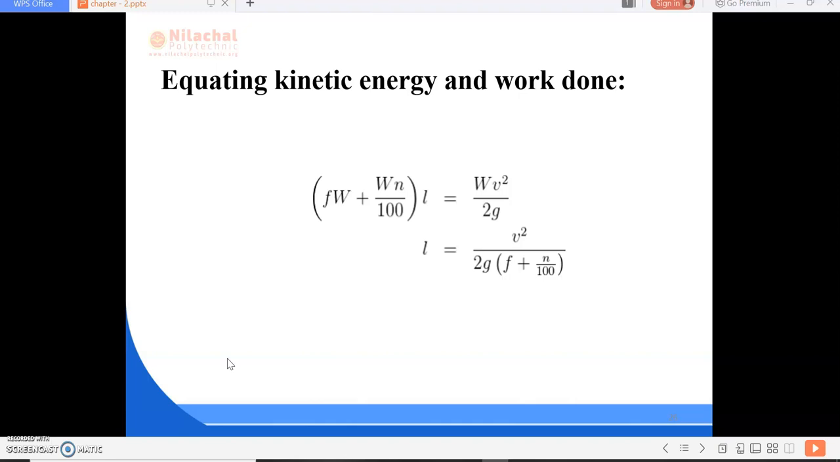If we are considering a descending gradient, then the formula will be L equals V square by 2g whole into (f minus n by 100).